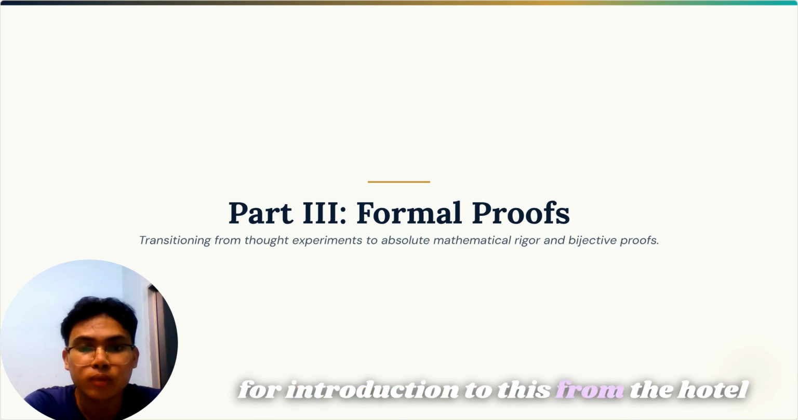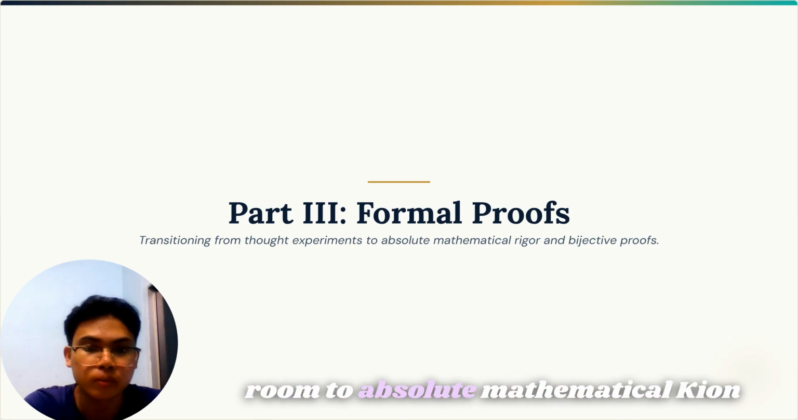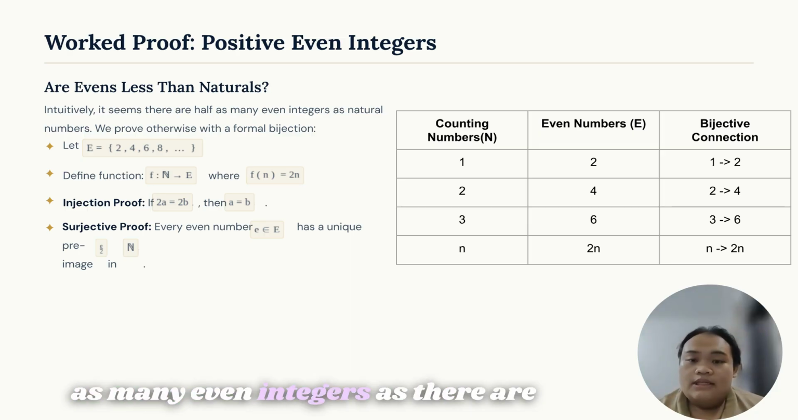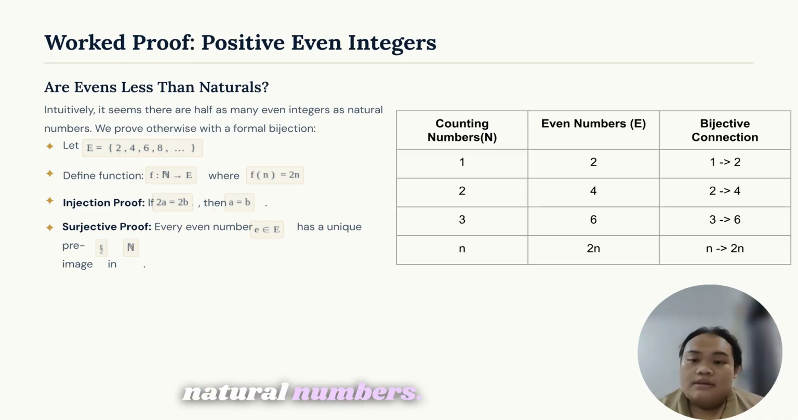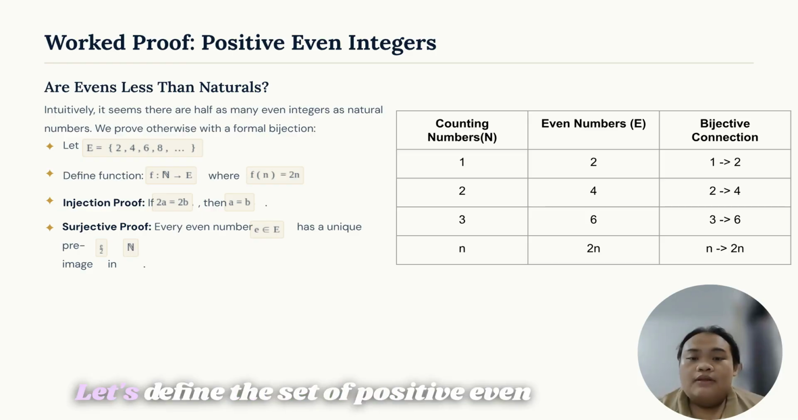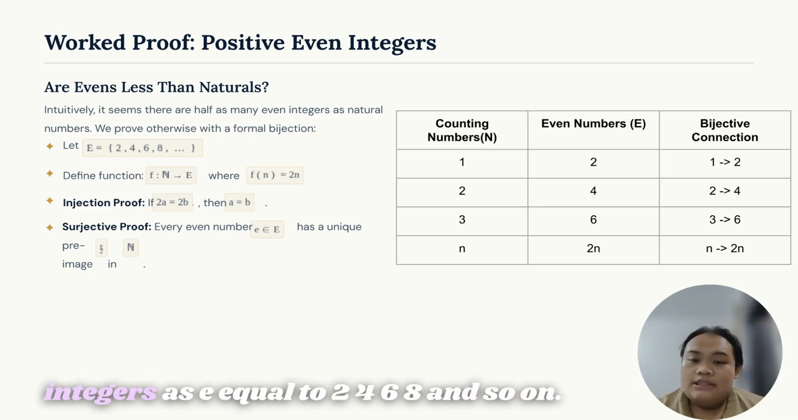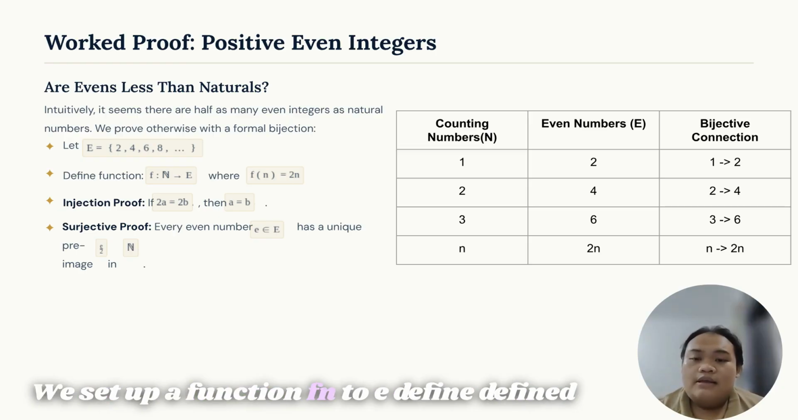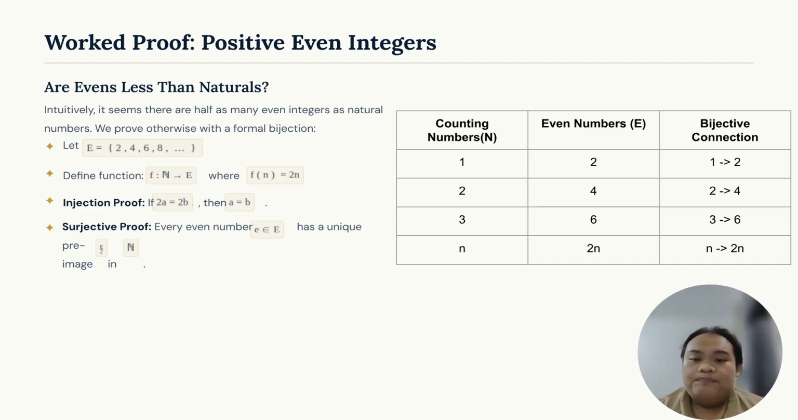Alright, so let's move from the hotel room to absolute mathematical rigor. Intuitively, it seems like there must be half as many even integers as there are natural numbers. But using Cantor's principle, we can prove otherwise. Let's define the set of positive even integers as E equal to {2, 4, 6, 8, and so on}. We set up a function f from N to E defined by f(n) equal to 2n.